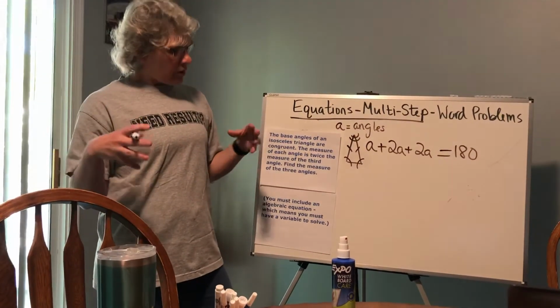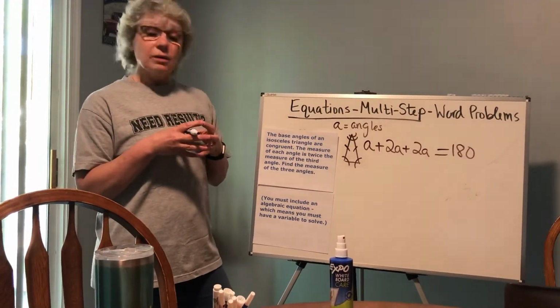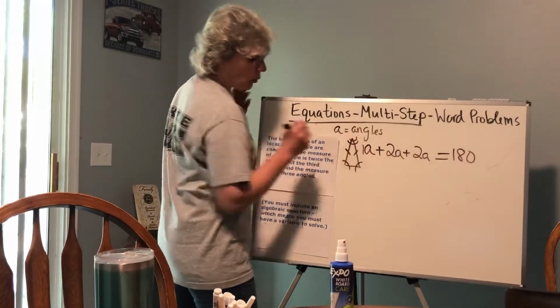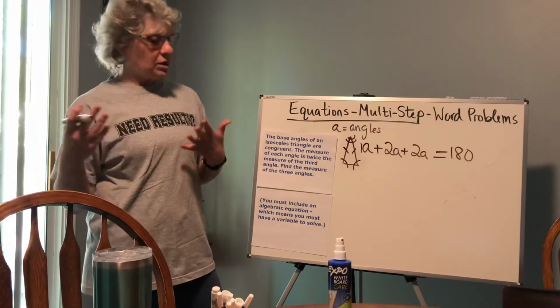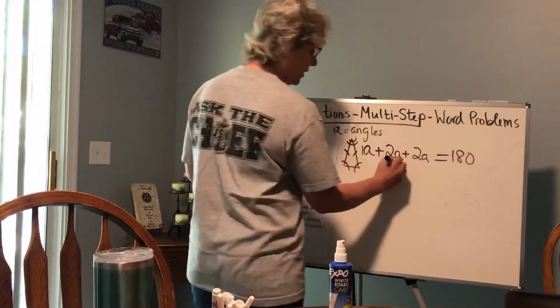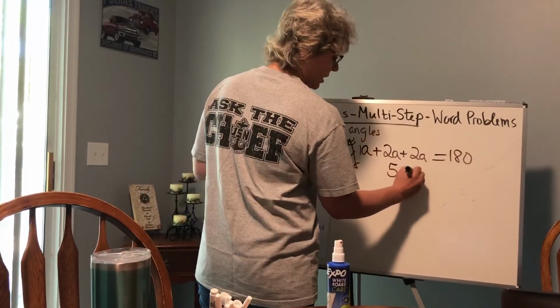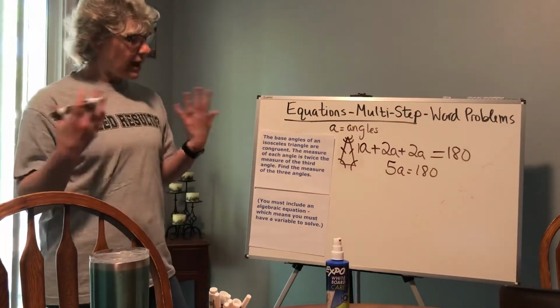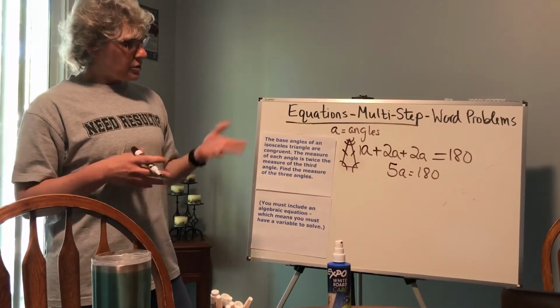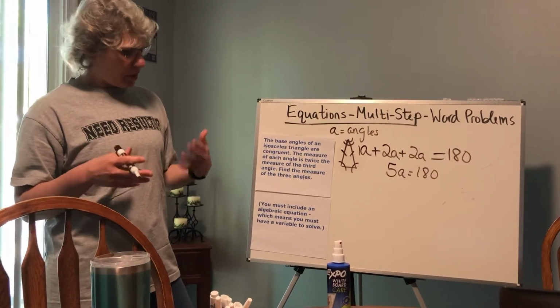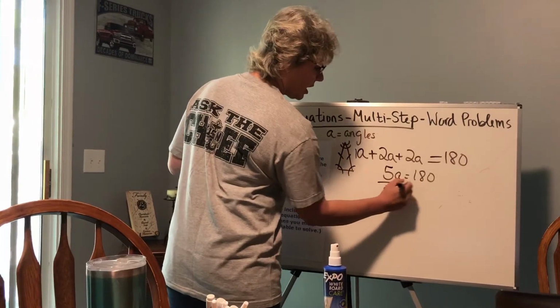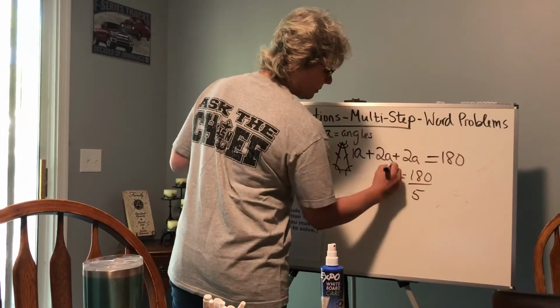So we go back to another concept, and we're going to combine our like terms. A lot of you tend to put a 1 in front of that. So 1A plus 2A plus 2A is going to give me 5A. And 5A is going to equal 180 degrees. Now that we've combined our like terms and we have a multiplication problem, we're going to undo multiplication with division. And we're going to divide each side by 5.